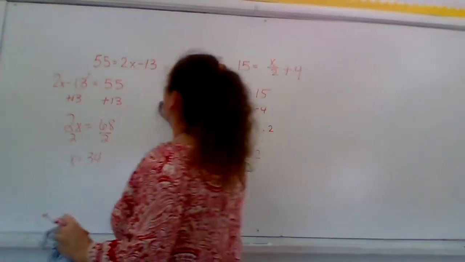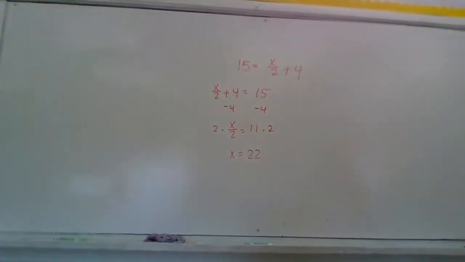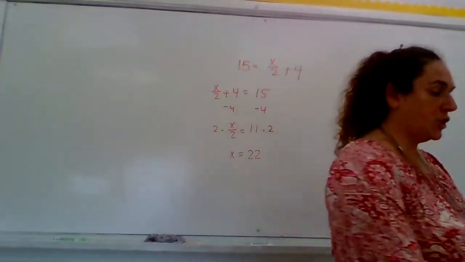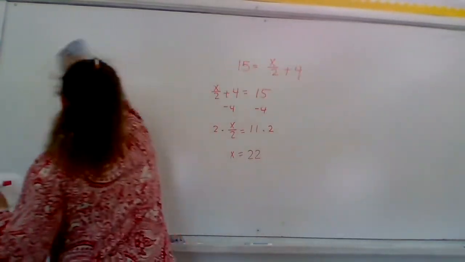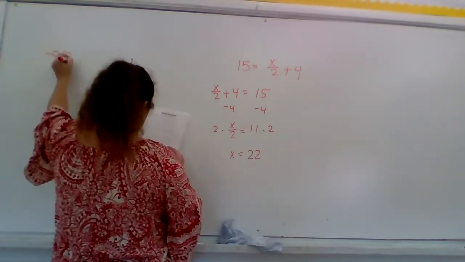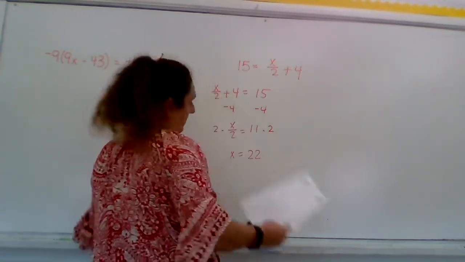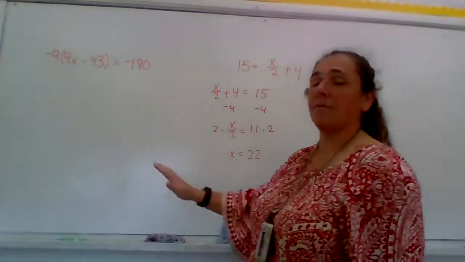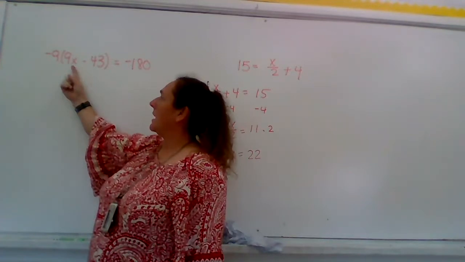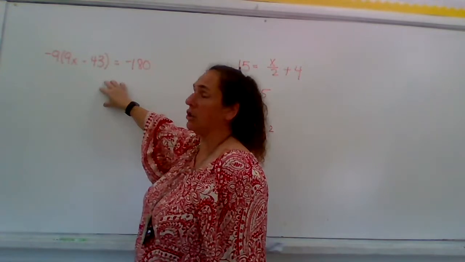All right, now I want to do one that's just a lot harder. Okay, this one's actually going to have 3 steps in it, not 2. Okay, so if you notice, I have 3 things in here. I have the negative 9 that's being multiplied by everything in here. Then I have a 9 that's multiplied by my x, and then I'm subtracting 43. So I actually have 3 operations to undo.